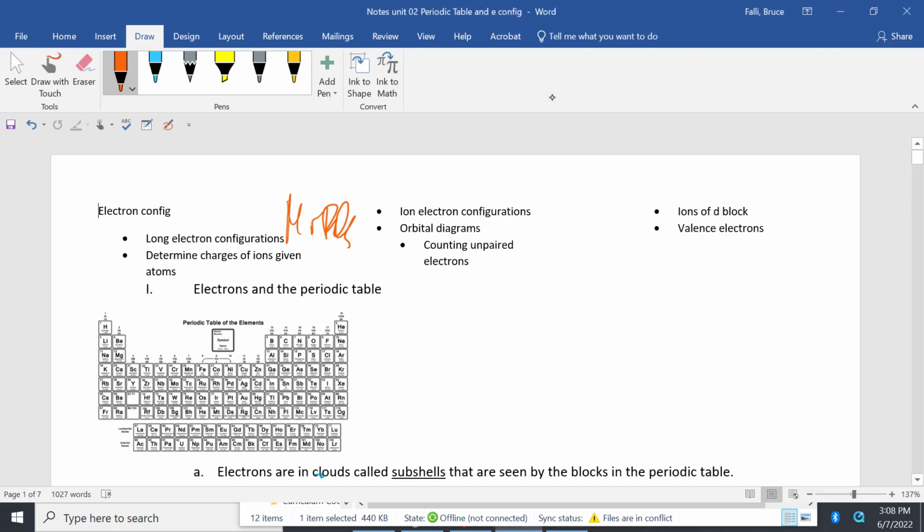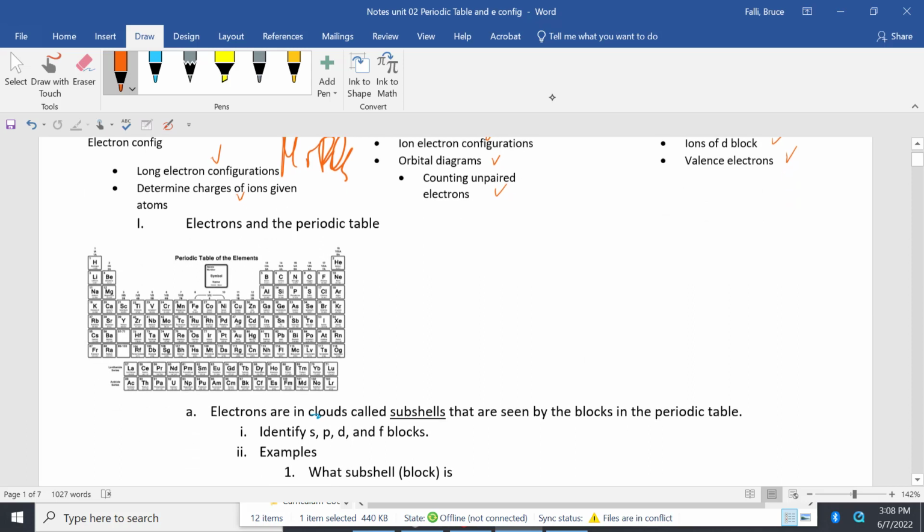We're actually starting with electron configurations. So we're going to do each of these long electron configurations, determine the charges of ions given atoms, ion electron configurations, orbital diagrams, counting unpaired electrons, ions of the D block, and valence electrons. All that. Oh my goodness, you have a busy, busy night. So hopefully this will fly quick for you.